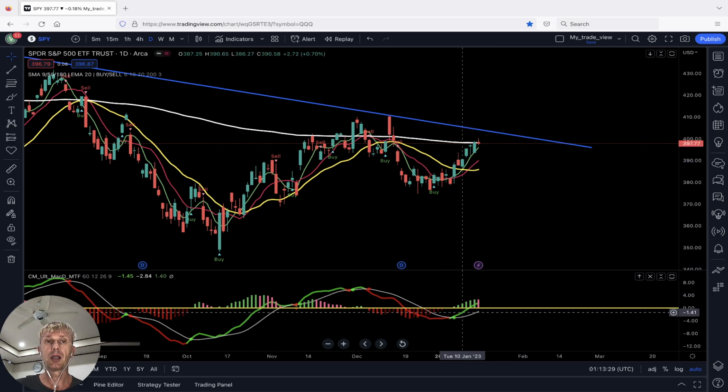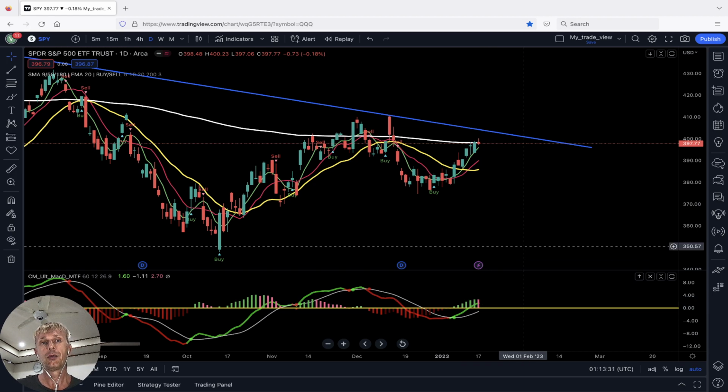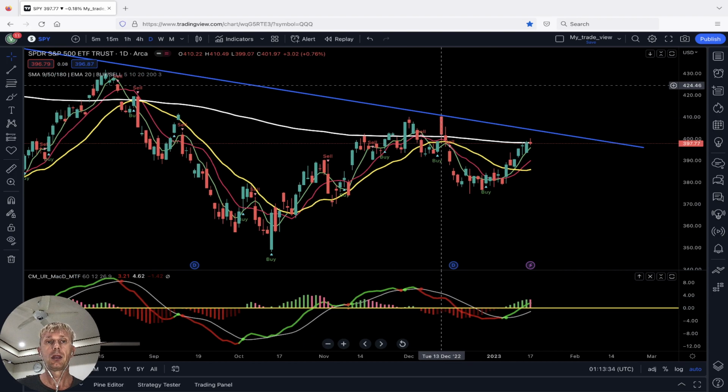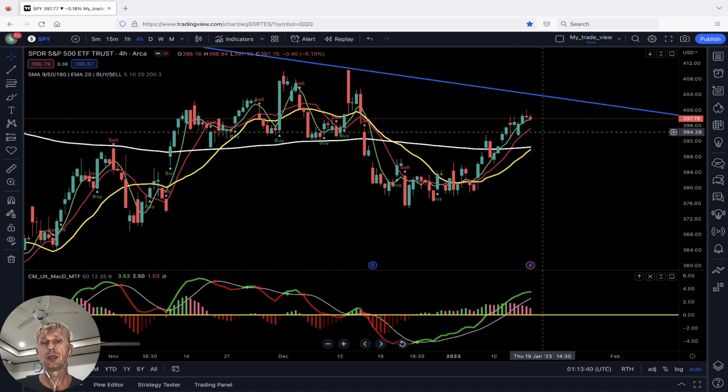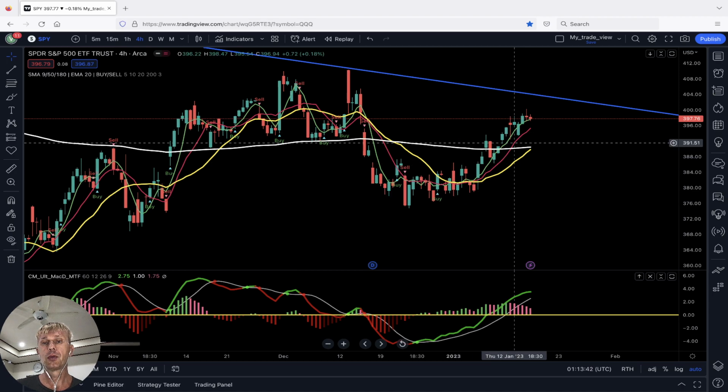MACD is in the green color. No changes on the daily time frame, right? Let's move to 4 hours. On 4 hours, it's the same buy mode on the script.